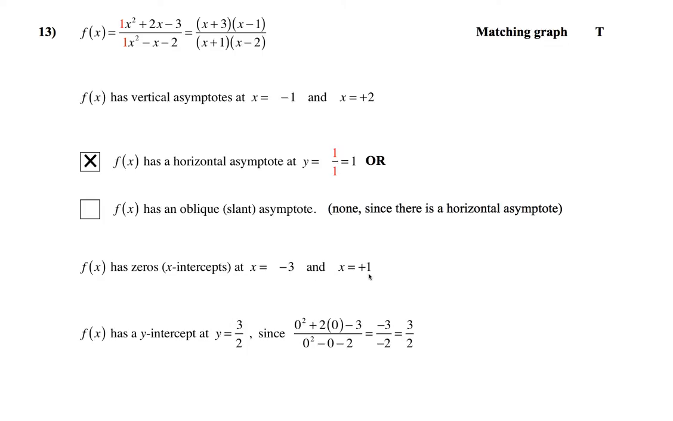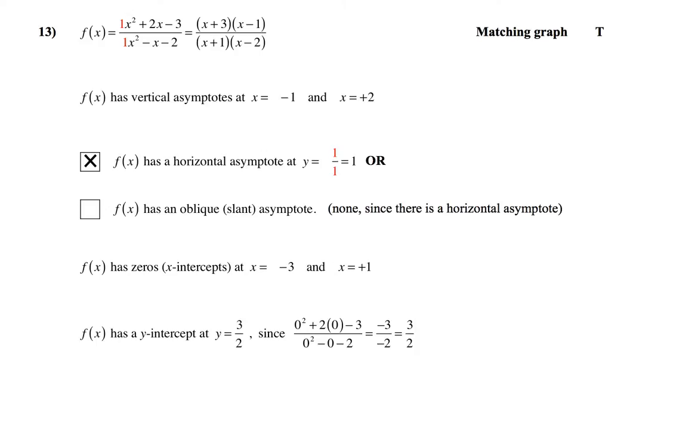Finally, the y-intercept is found by substituting 0 in for x in the function. 0 here, 0 here, 0 here, and 0 here. And as you can see here, that leaves -3 over -2. And a negative over a negative is a positive. And so the y-intercept occurs at 3/2. 3/2, of course, is 1.5, so we'll look for that on our graph.